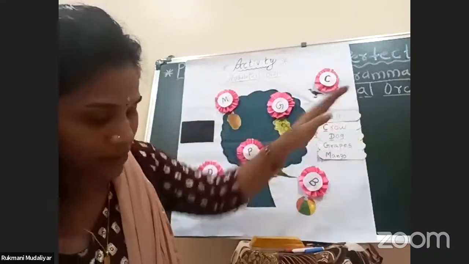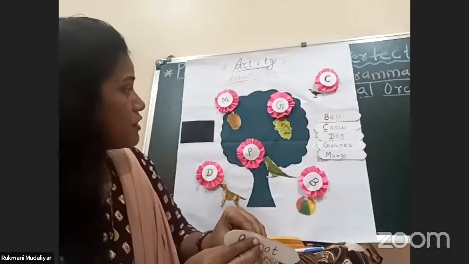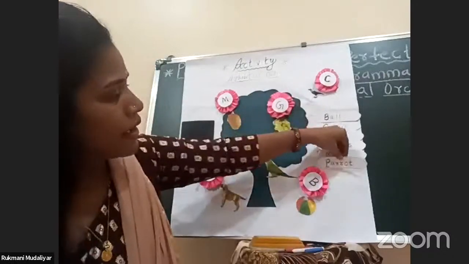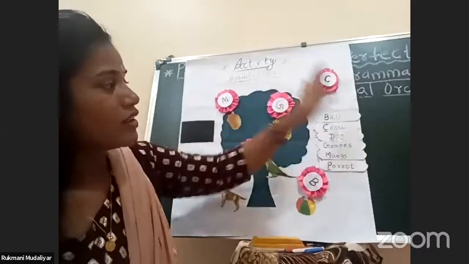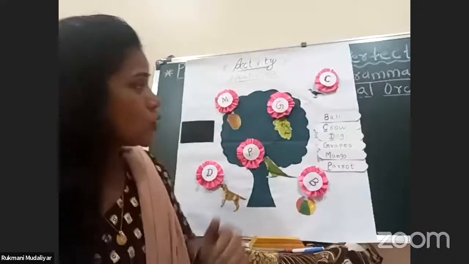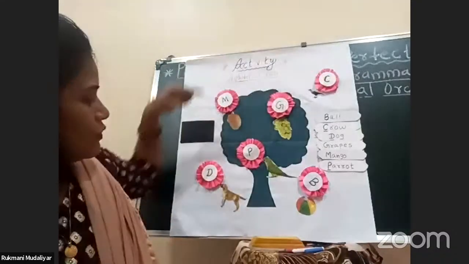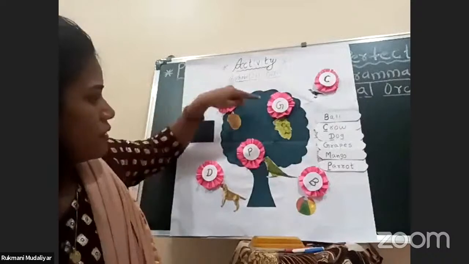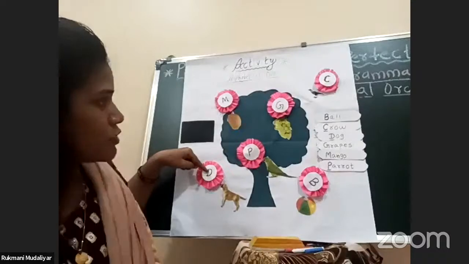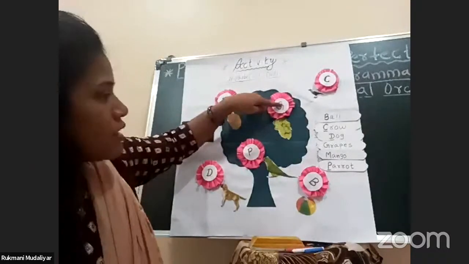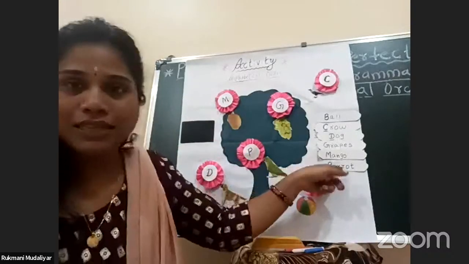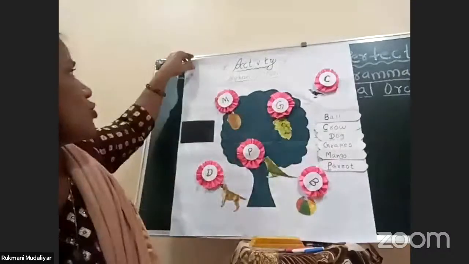Then which alphabet comes? P for parrot, not pink, children. This is P for parrot, it will come next. Is it understood, children, how to arrange in alphabetical order? So, B will come first, C will come second, D will come third position, G will take the fourth position, M will take the fifth position, and P will take the last, sixth position. Very good, children, do you understand now?